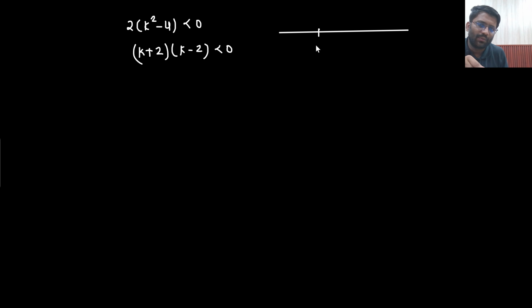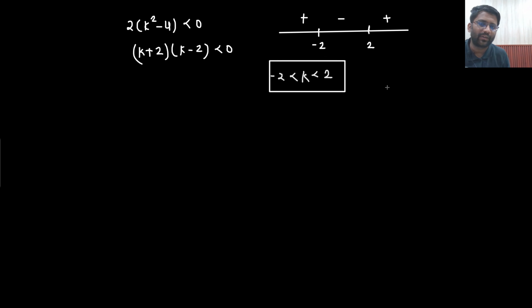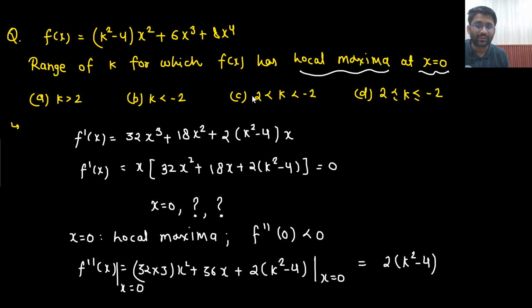What does that mean? Two roots we are getting, minus 2 and plus 2. Greater than 2 it will be positive, then negative, then positive, right? So k has to be between minus 2 to 2. A lot of people would have clicked on this option, which is not equals to 2. It has to be less than 0, not less than or equals to 0.